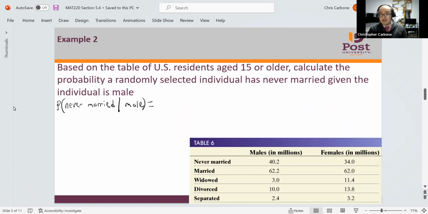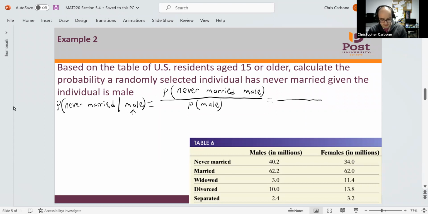Based upon that last slide, this is the probability that we have a never married male, or never married and male. Both mean the same thing. So never married and male, divided by the probability of being male, the event after the given symbol. Since we have the values from the contingency table, I'm going to use those instead of the actual probabilities, since the denominators are going to cancel out anyway.